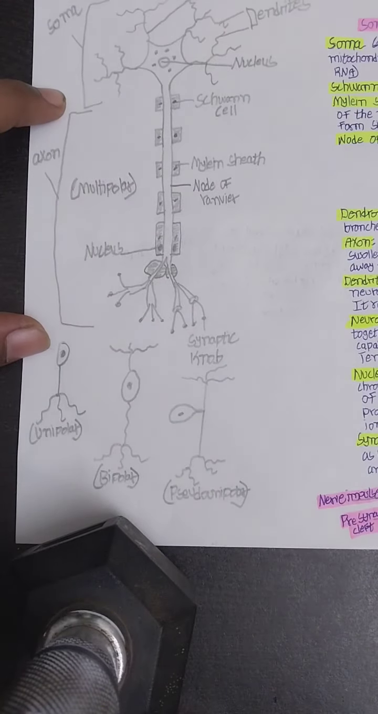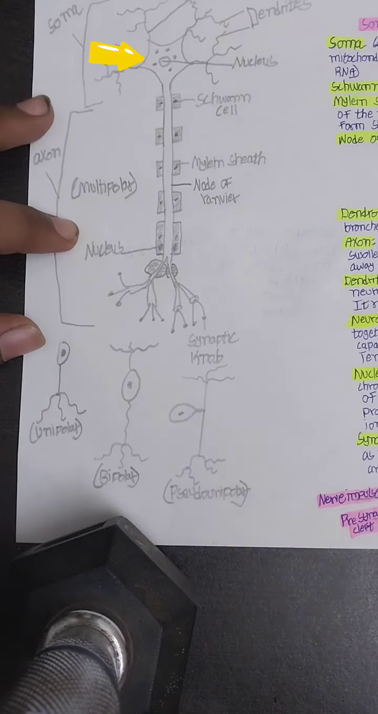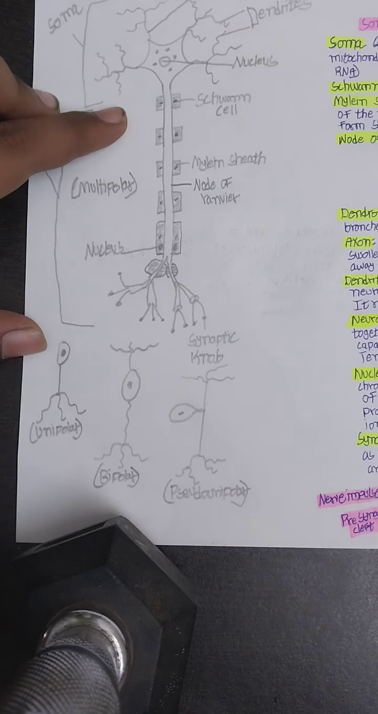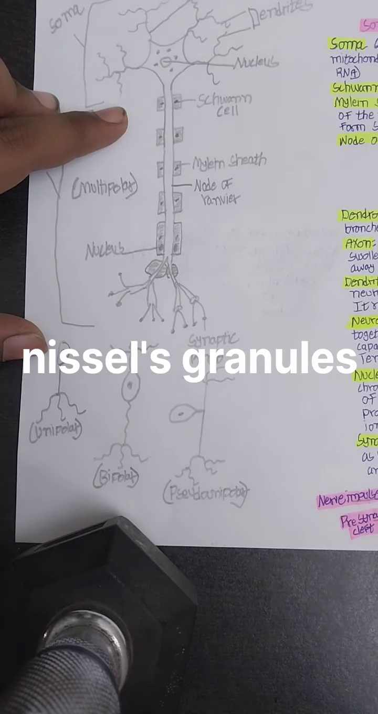Basically the neuron has two distinct regions. Here it is soma and the other is axon. Soma contains the nucleus, cell body, cytoplasm, and various organelles like mitochondria and Golgi apparatus. It has RER, neurofibrils are also present, and it also has Nissl granules which are rich in RNA.